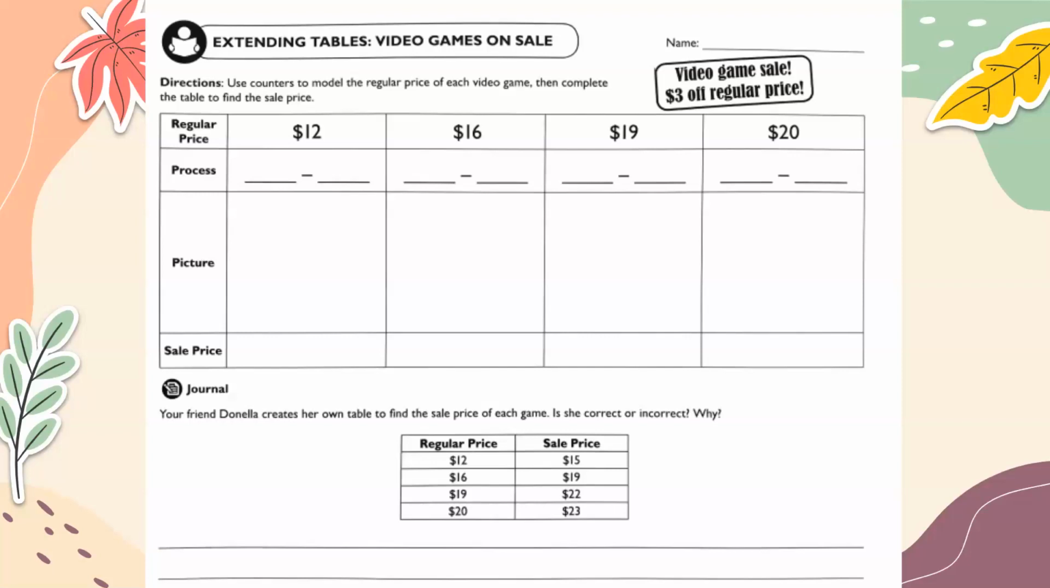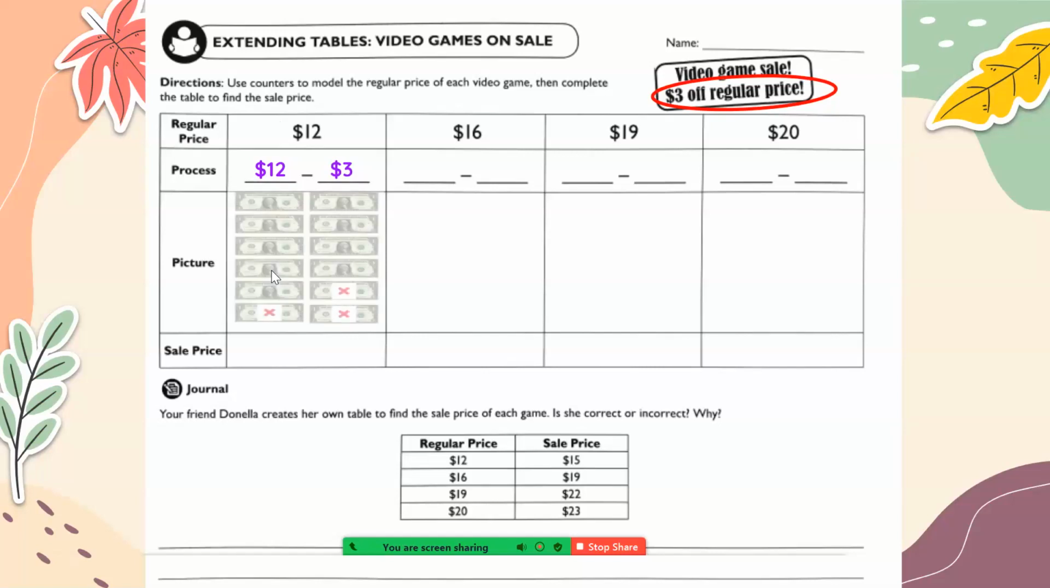So you'll notice that it says video game sale $3 off the regular price. In the table, in the directions, it says use counters to model the regular price of each video game, then complete the table to find the sale price. So if my regular price is $12, I'm going to put $12, the process, minus $3, because it's $3 off the regular price. And then I'm going to use counters to kind of figure out, well, what would be my sale price then?